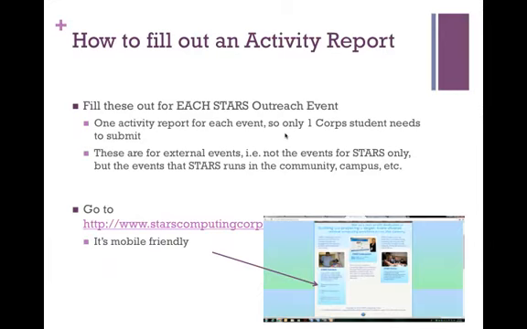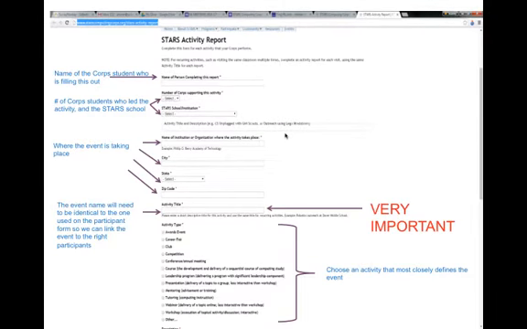So the activity reports really just track events that take place through STARS. So anytime STARS students go out into the community or the campus and do an event, it needs to be tracked as an activity. 1 report per event. So if you have multiple students presenting a robotics event, just fill out 1 report. And you can go to starscomputingcore.org, and it's the first link on the left side of the page. It's very mobile friendly, so it fits into a phone nicely.